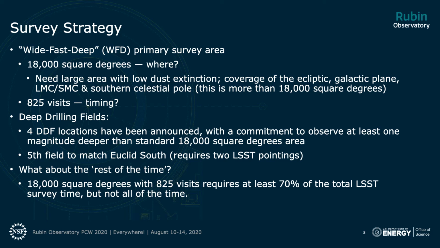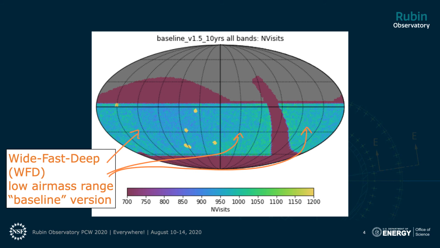The rest of the time for the survey, how should we spend that though? Because to cover 18,000 square degrees with 825 visits requires at least 70% of the total LSST available time over those 10 years, but it doesn't require all of the time. But remember, we did say we had more than 18,000 square degrees that should be covered for our basic science. So where should we distribute the visits? This is one of the primary questions.